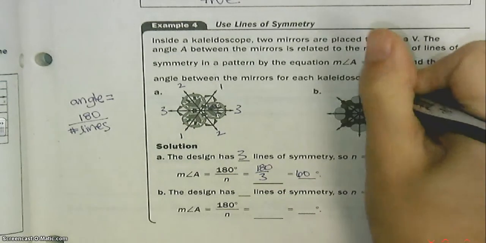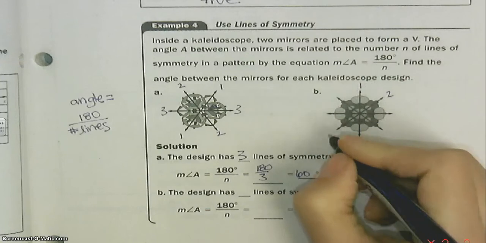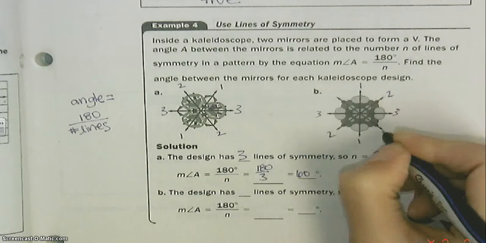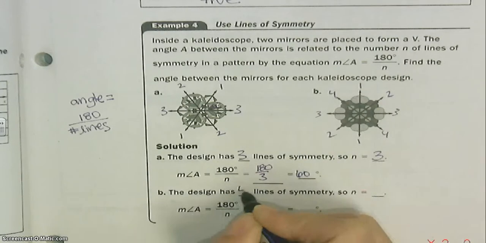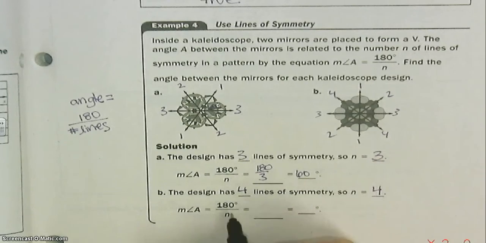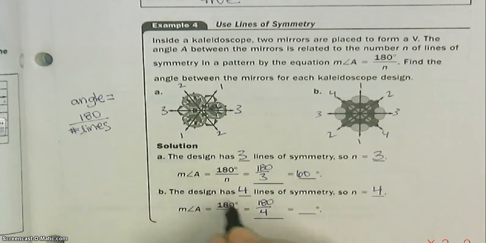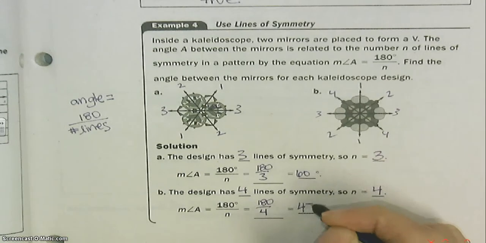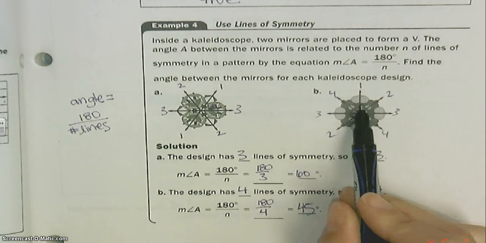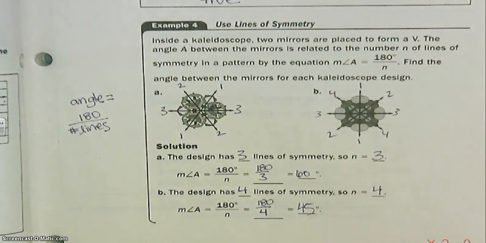Here, how many lines of symmetry do we have? We have 1, 2, 3, 4 lines. So n equals 4. So we do 180 divided by the number of lines, which is 4, and 180 divided by 4 is 45. Yep, those look like 45-degree angles to me.